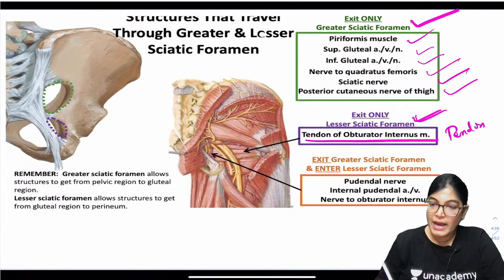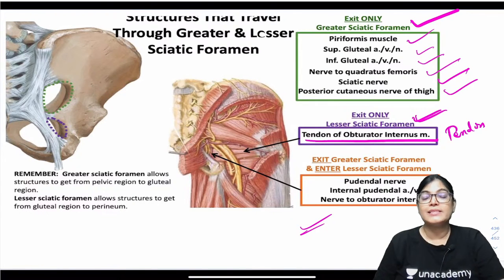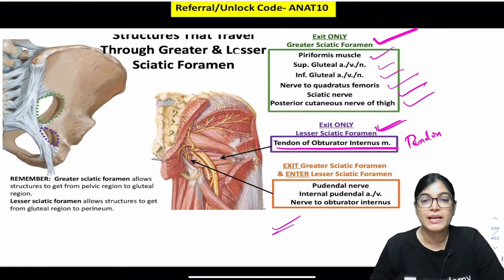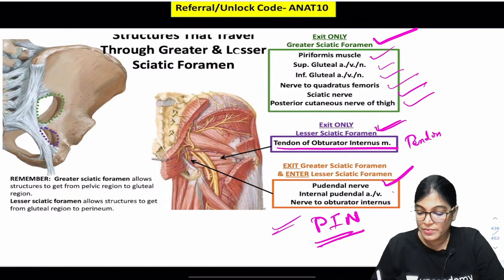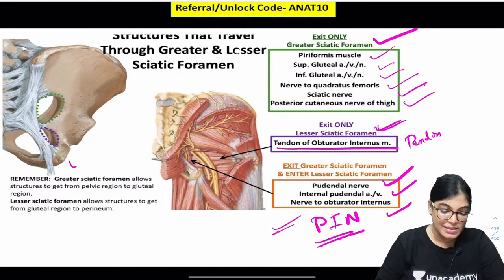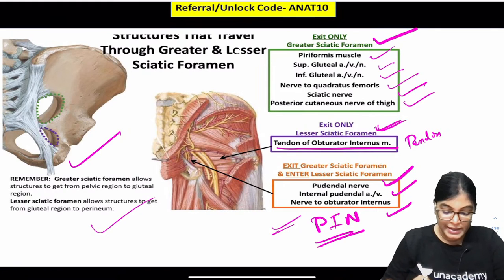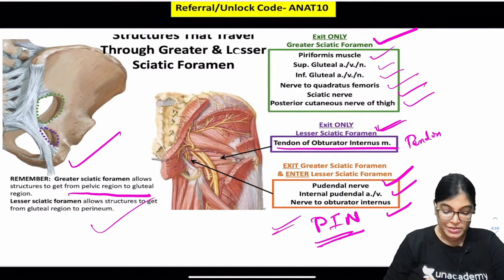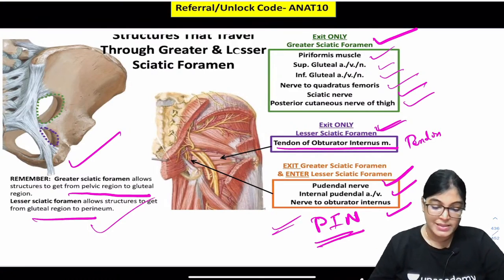tendon. And if we talk about the structures which are exiting from the greater sciatic foramen and entering into the lesser sciatic foramen, the structure is PIN, P-I-N. Okay, pudendal nerve, internal pudendal vessels and nerve to obturator internus. So please revise this from this diagram where you can see all the structures traversing. Through the greater sciatic foramen the structures go from pelvis to gluteal region, through the lesser sciatic foramen from the gluteal region to perineum. Do revise. Let's move on to the next.